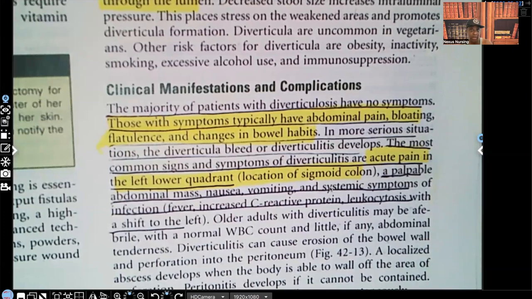You need to know what those systemic symptoms of infection are. Fever, increased C-reactive protein. By the way, when you see C-reactive protein go up, that lets you know there's inflammation somewhere. Leukocytosis, those leukocytes, a type of WBC, with a shift to the left.